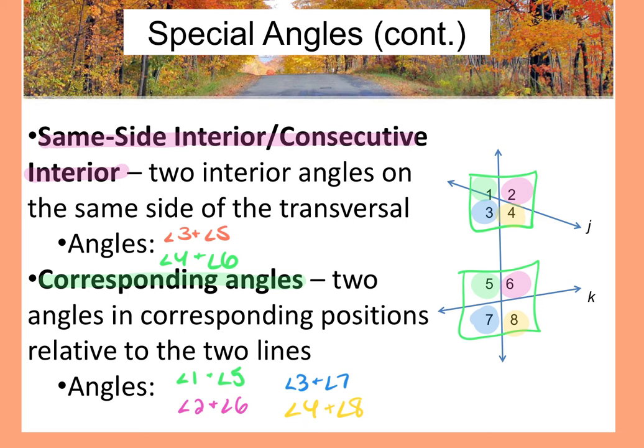What was the difference between same side interior and corresponding? Same side interior is in between the two lines and on the same side. So 3 and 5 are same side, and 4 and 6 are the same side. And there's only 2 pairs, right? Yeah. Corresponding, there are 4 pairs because you make that little box, and the top left is going to match the top left, the top right the top right, the bottom left the bottom left, and the bottom right the bottom right.